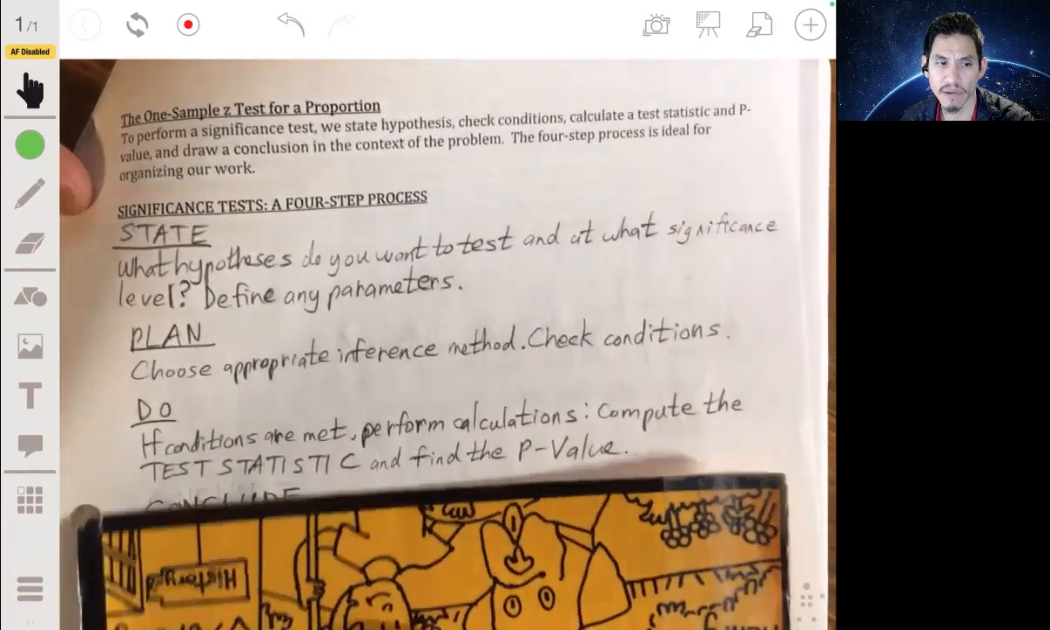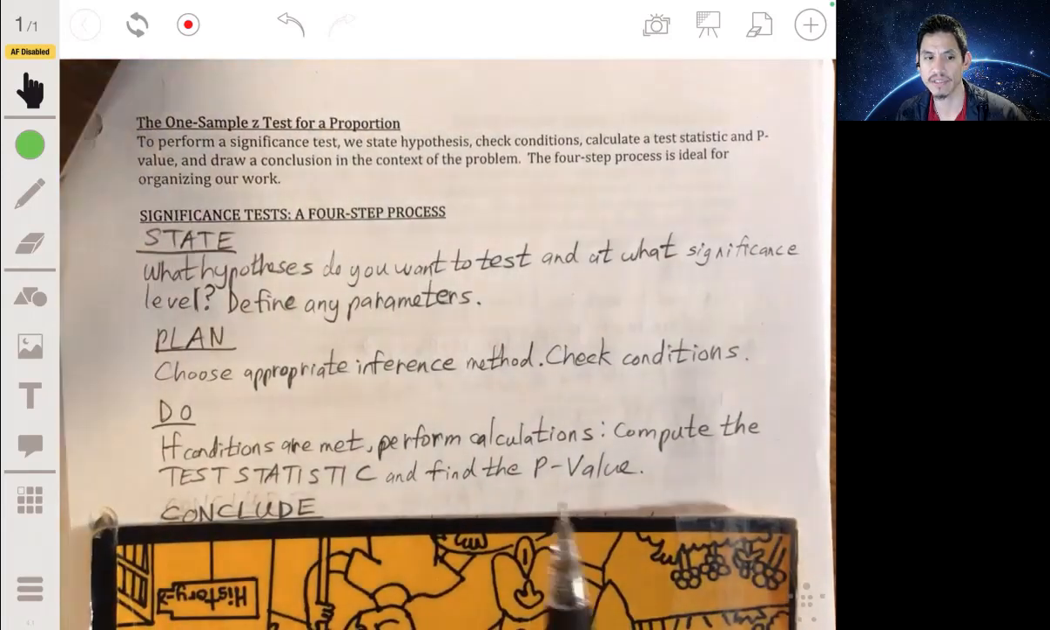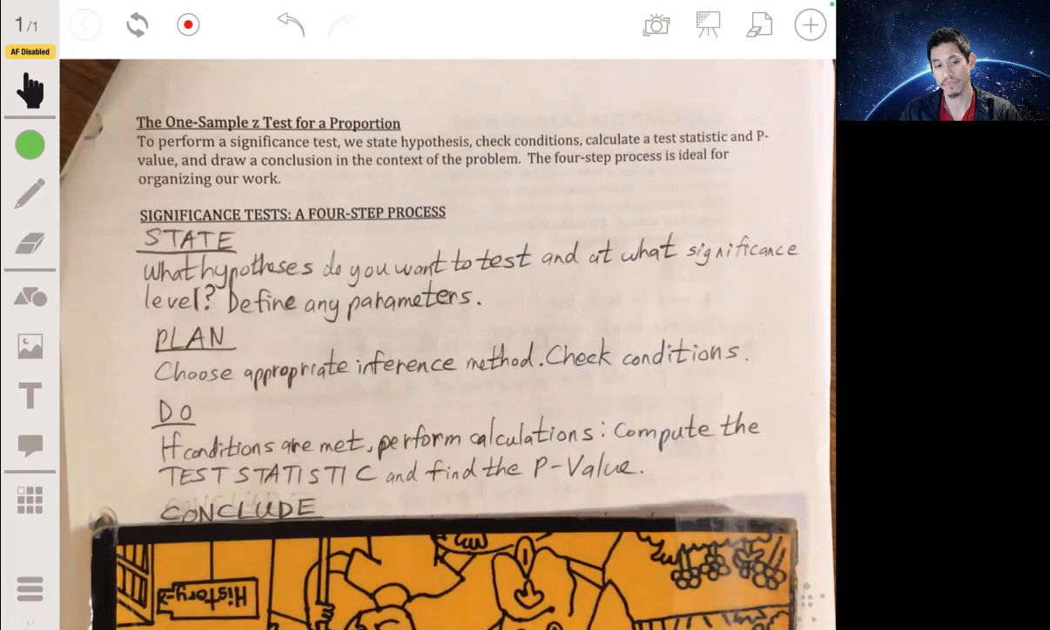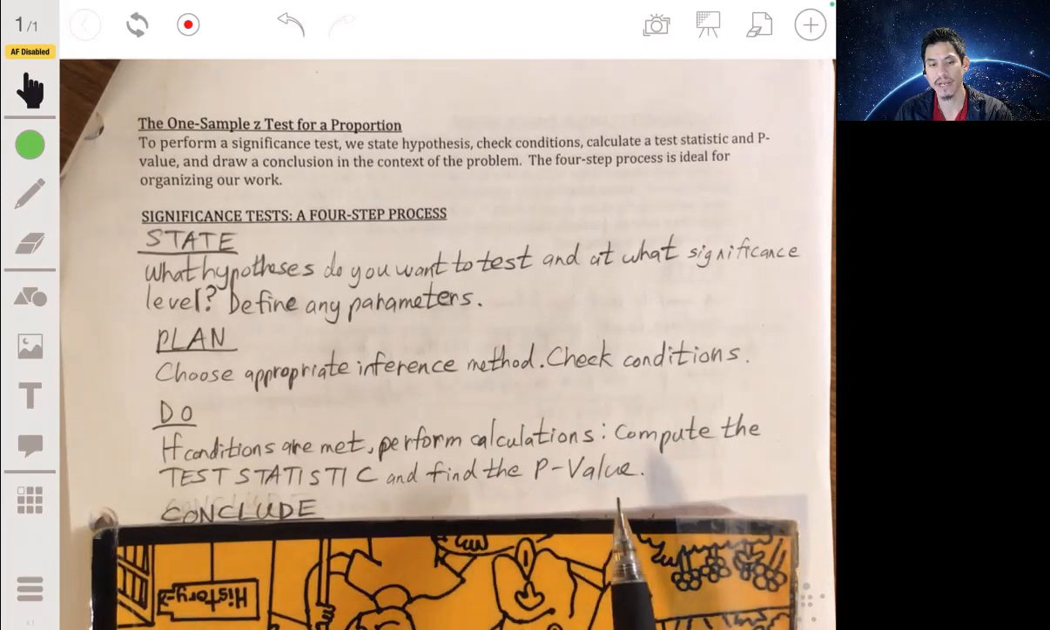And the do is the fun part, where we do the calculations or the math. We calculate the z-statistic, or the z-score in this case, or the test statistic in general, and find the corresponding p-value.